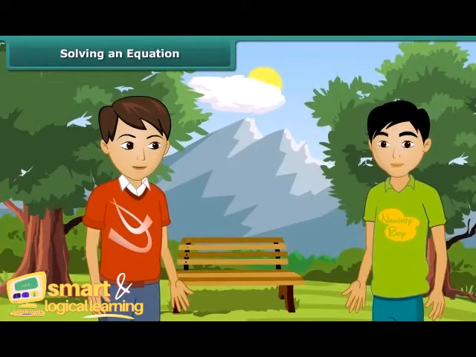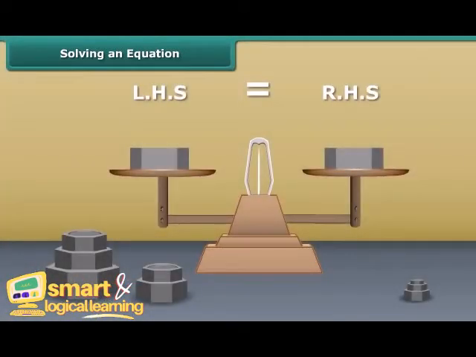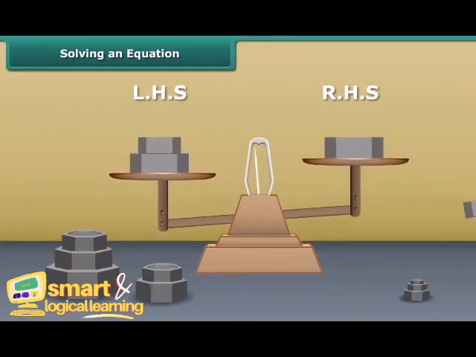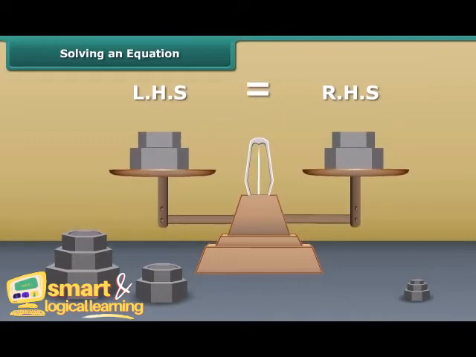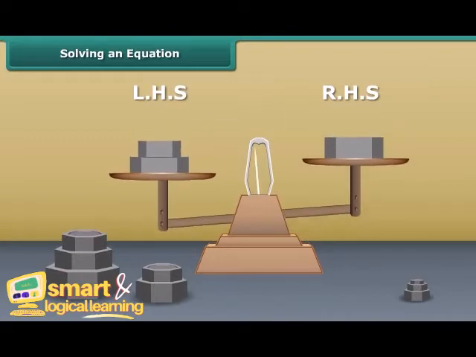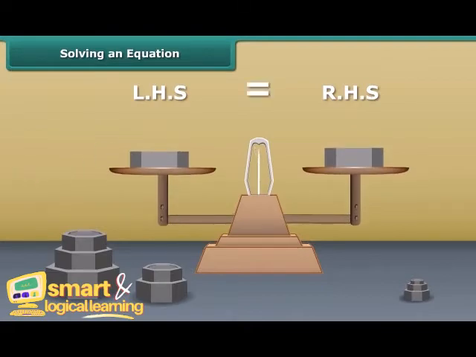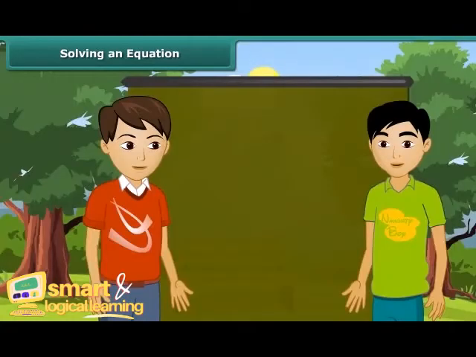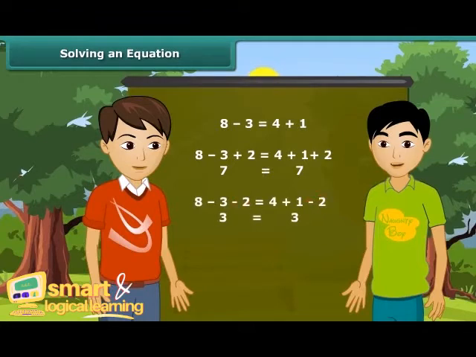How do we solve an equation? A balanced equation is like a weighing balance with equal weights on both its pans. If we add the same weights to both the pans, the arm remains horizontal. Similarly, if we remove the same weights from both the pans, the arm remains horizontal. Same is the case with the equation. If we add the same number to both its sides, the equation remains unchanged. And if we subtract the same number from both its sides, the equation remains unchanged. If we multiply or divide by the same number, then also the equation remains unchanged.